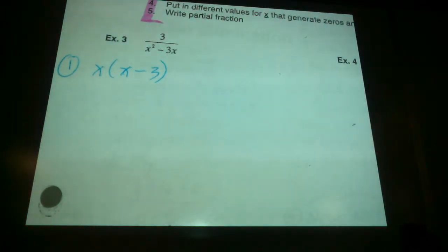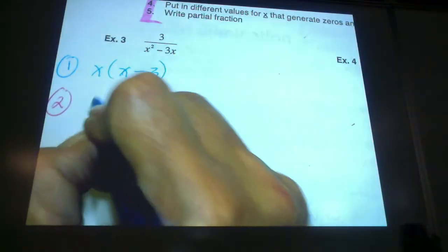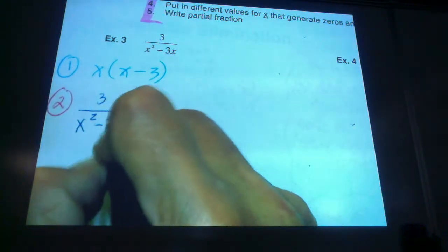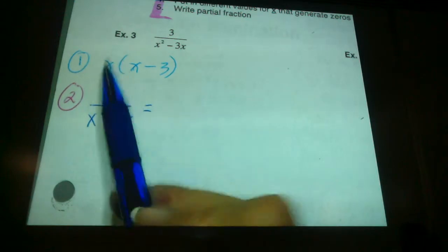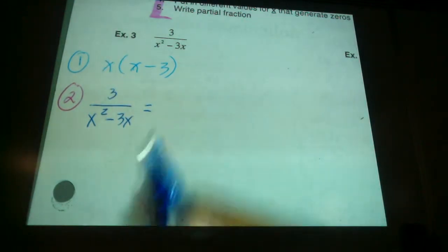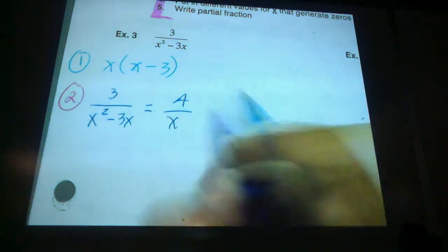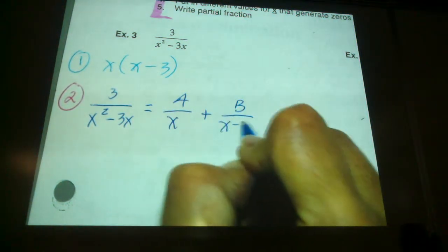So for step 2, I'm going to take my original, which was 3 over x squared minus 3x, and set that equal to... I'm going to begin to pull apart the fractions. So my first factor is x. So I'm going to put A over the x. I'm going to add to that B over the other factor, x minus 3.